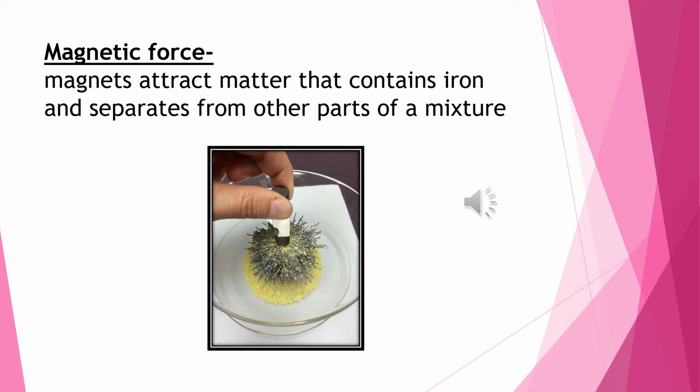Another one of our vocabulary words is magnetic force. So when we have a mixture of items, and some of those items might have the property of being magnetic, we can use a magnet to take those items out of the mixture. So everything's attracted to the magnet that has iron in it. So usually steel would be an example of this. And then the things without the iron would be left behind.